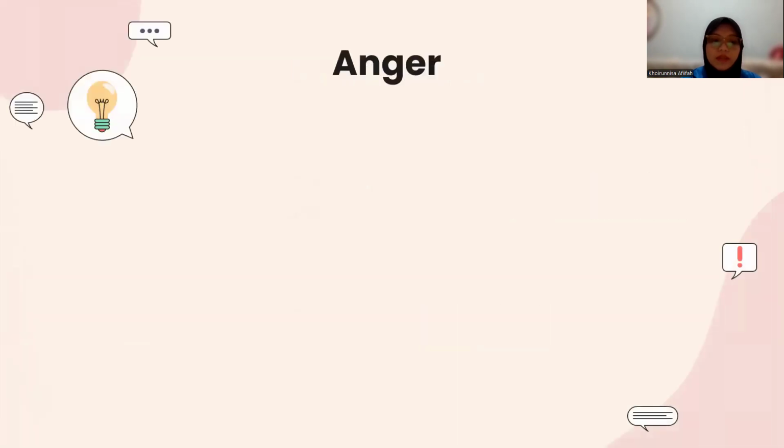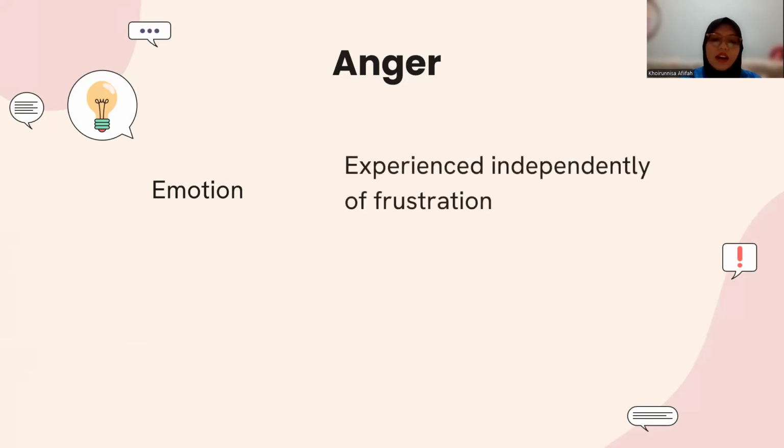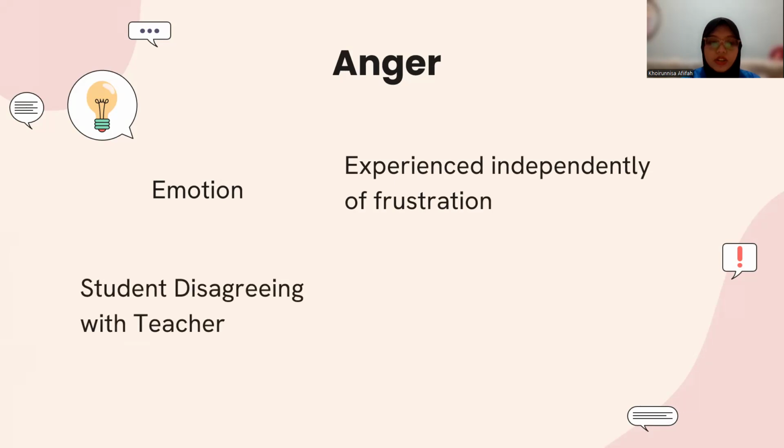And the next is anger. Anger is also an emotion that can be experienced independently of frustration. It arises when an individual perceives others as not behaving respectfully towards them, intentionally or unintentionally. Like students disagreeing with a teacher. A student named Jake disagrees with the teacher's grading policy and feels angry because he believes it is unfair. Jake expressed his anger by arguing with the teacher and refusing to accept the grade.